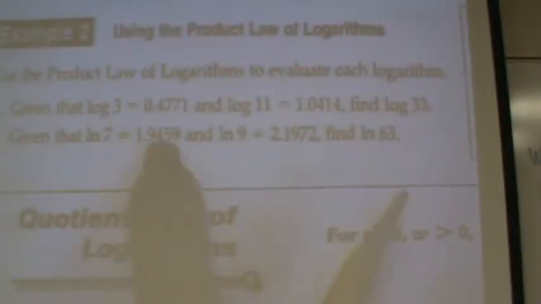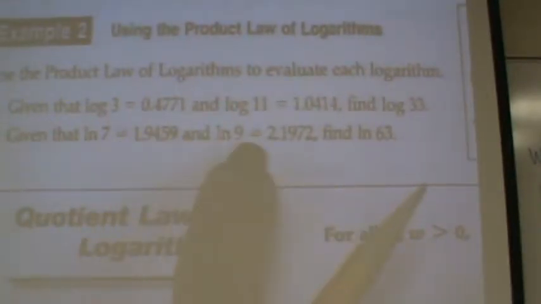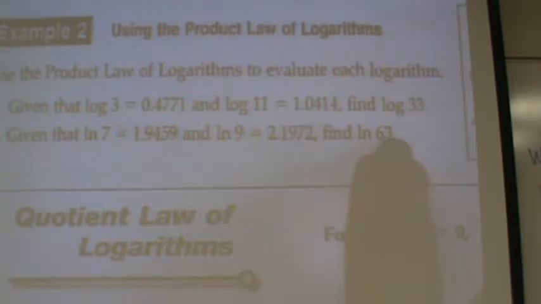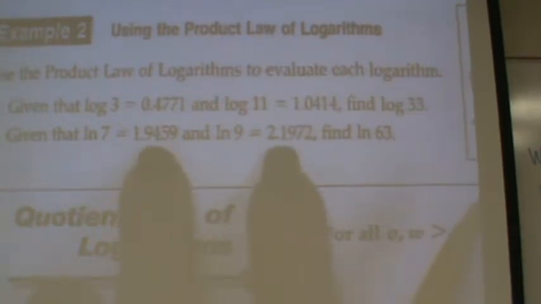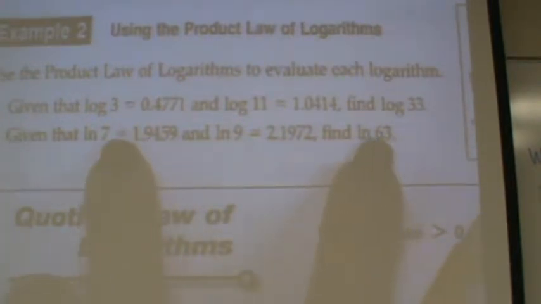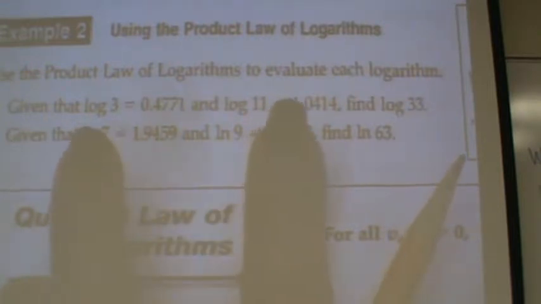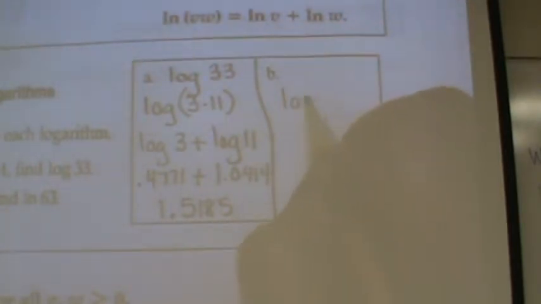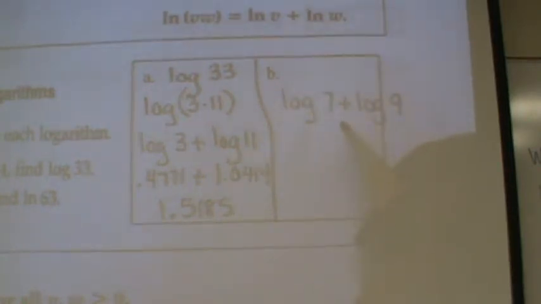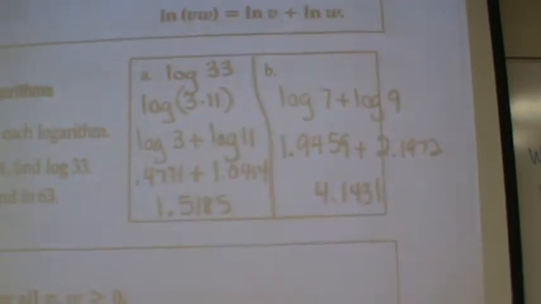And the same goes for the natural log. So here's 7 and 9, and then they give you 63. So what are you going to do with these 2 numbers? Add them. That's all you do. Because 63 is 7 times 9, and so with the product rule, you add these 2. So for this one, all you would do is add the log of 7 and the log of 9, and you end up getting 1.9459 and 2.1972, and your answer is 4.1431. Easy? Easy enough?